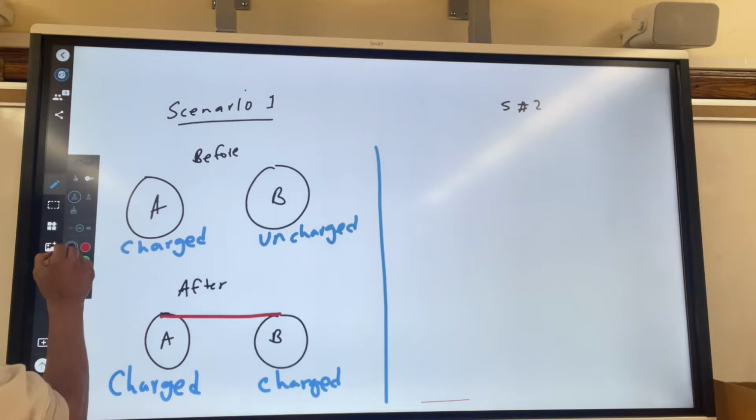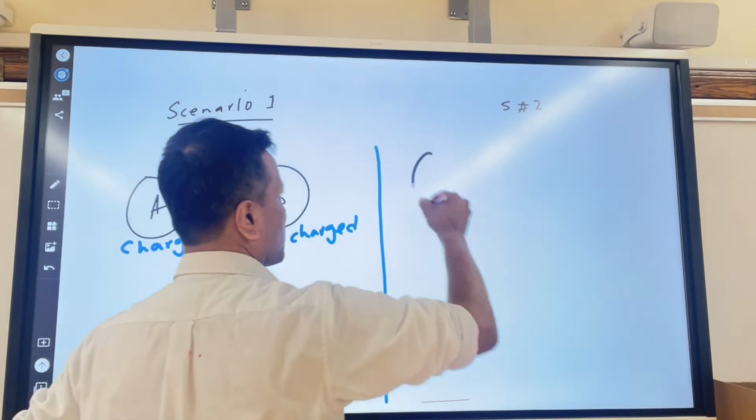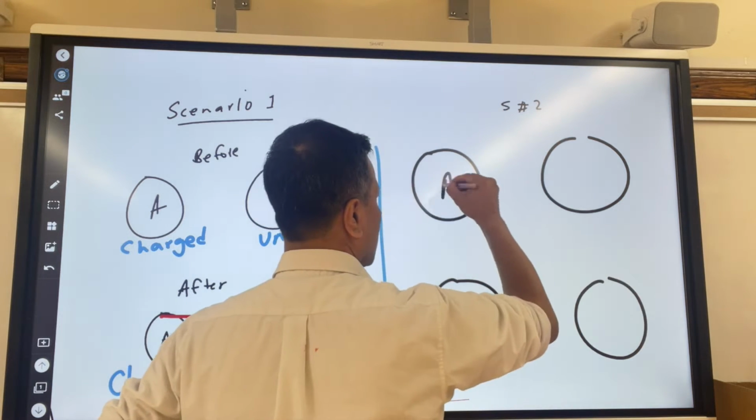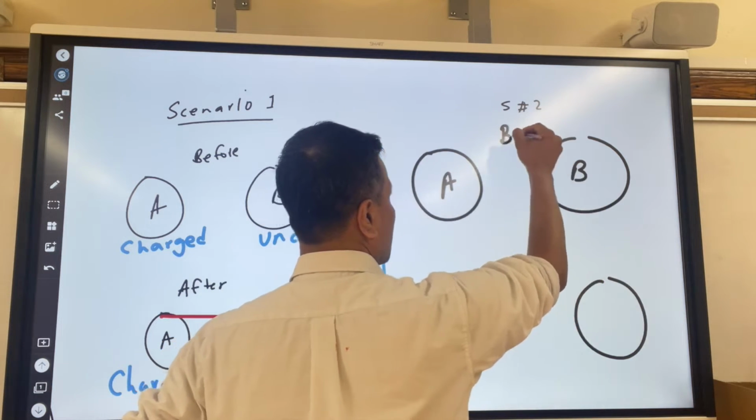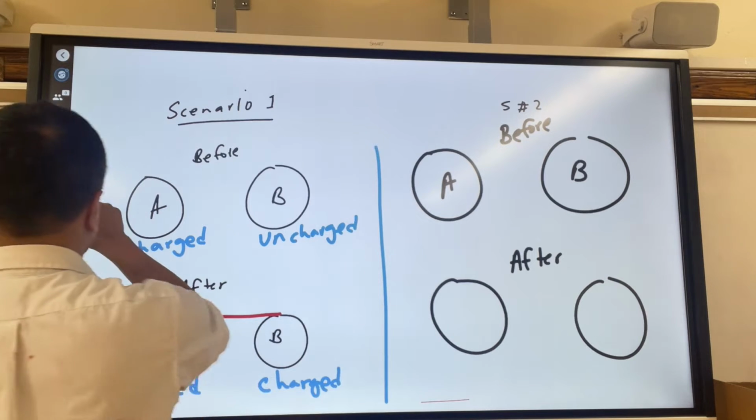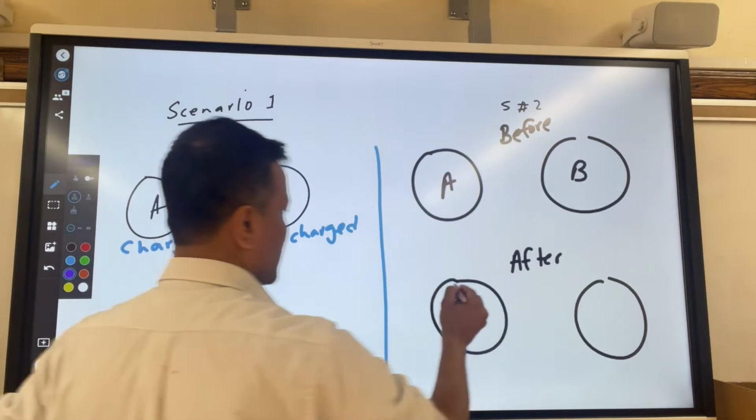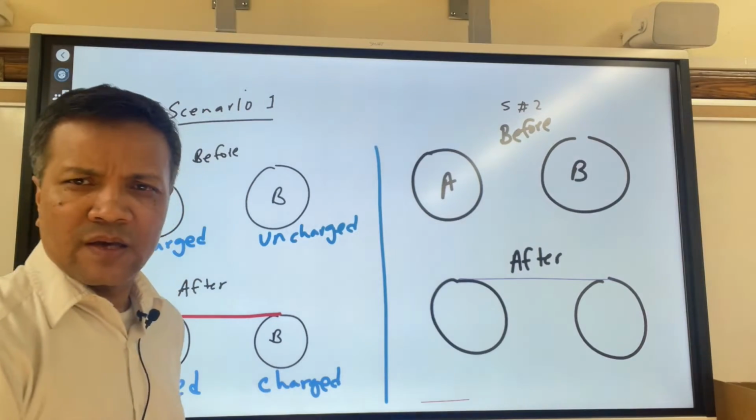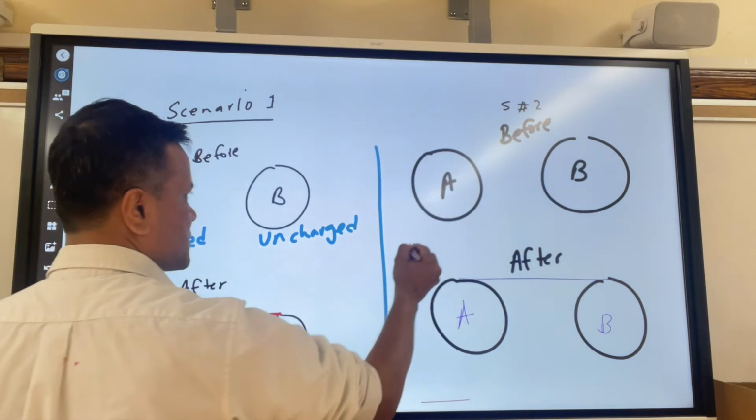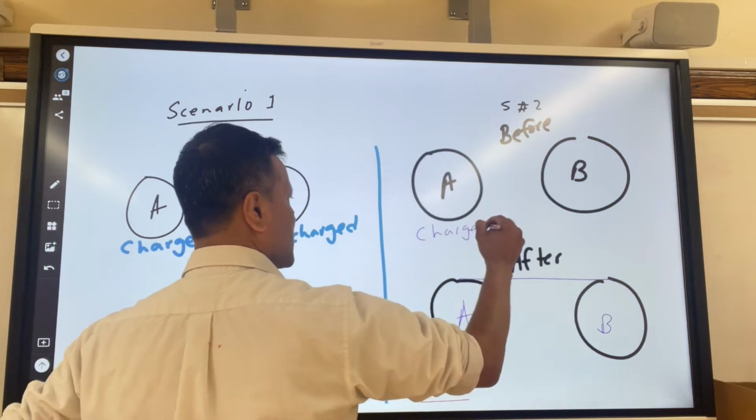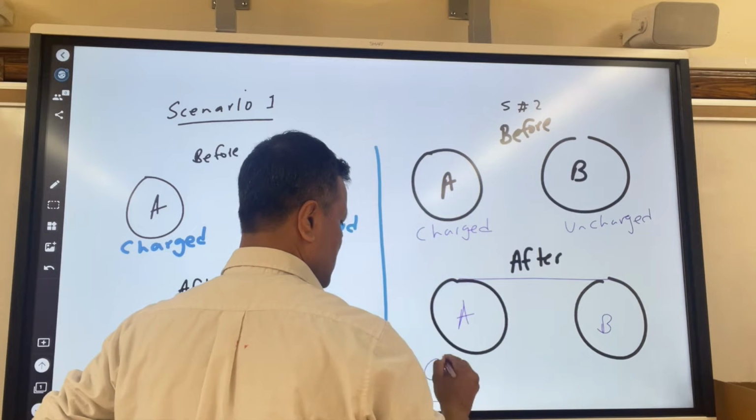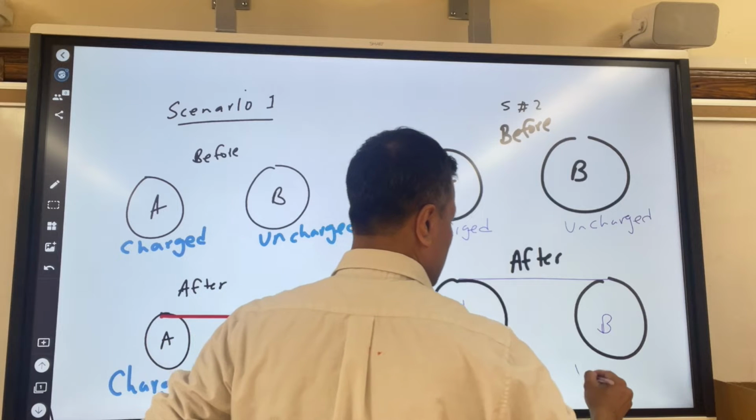In scenario 2, I also have 4 spheres: sphere 1, sphere 2, sphere 3, sphere 4. This is A, this is B. Spheres A and B, this is before and this is after. After, what happened is you are putting them together by an object, let's say a purple object. This is A, this is B, this is also A, this is also B. What do you know? This is charged, this is uncharged, this is charged, this is uncharged.